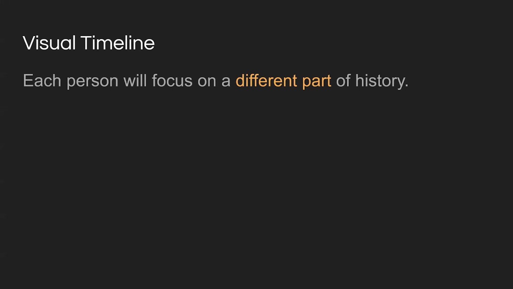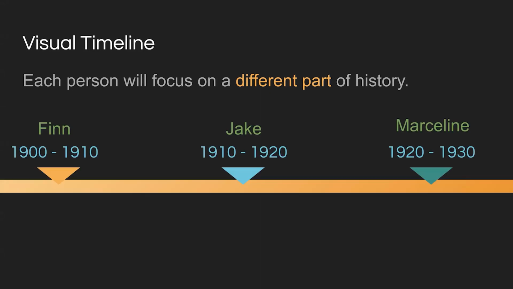So just to kick off, each person will focus on a different part of history. So if we have a rough timeline here, let's say we've got 3 members of our group, Finn, Jake, and Marceline, and they're each looking at an early part of animation history. So Finn's looking at the first 10 years of the timeline. Jake's looking at the next 10 years, so 1910 to 1920, and Marceline's looking at the last 10 years.